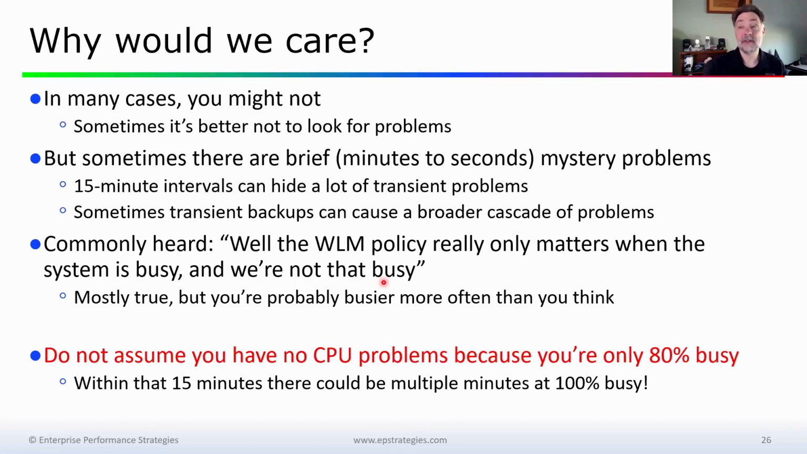You may have also heard, well, the WLM policy really only matters when the system is busy, and we're not that busy. We're less than 80% busy all day long. And while that's mostly true, you're probably busier more often than you think, right? As we just saw. So the point here is, do not assume you have no CPU problems just because you're only at 80% busy when you look at your 15-minute RMF intervals. Because within that 15-minute interval, there could be multiple minutes where you're running 100% busy.